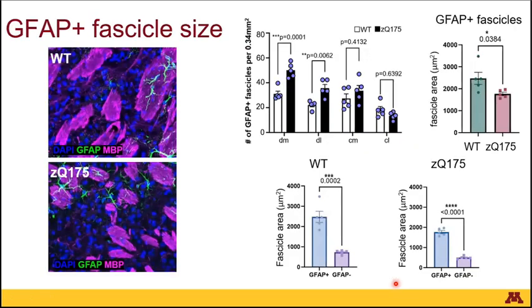I also separated the fascicles out into GFAP positive or GFAP negative fascicles. So first I counted them and I saw significantly more GFAP positive fascicles in HD than in wild type in the dorsal medial and dorsolateral regions only. And then I measured fascicle area, and I found that GFAP positive fascicles were smaller in HD mice than in wild types. But overall, GFAP positive fascicles are way bigger than GFAP negative fascicles in both wild types and HD mice.